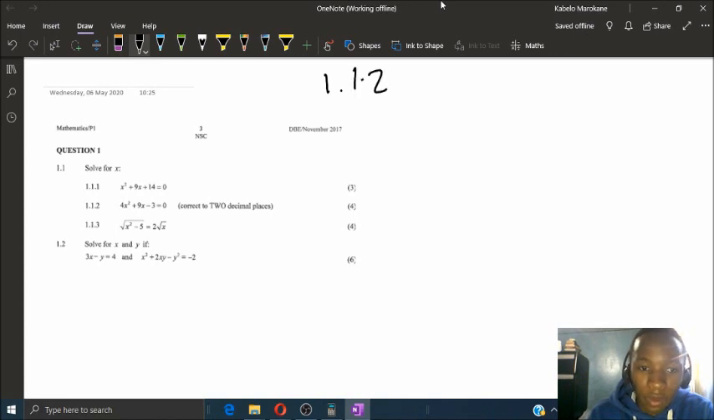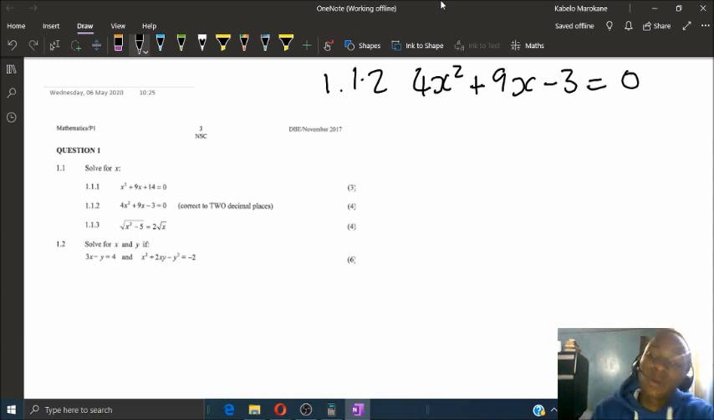So let us look at the next question, which is question 1.1.2, which says 4x squared plus 9x minus 3 is equal to 0. Like the first question, we have to solve for x, but this question is special. It is different because it says correct to 2 decimal places. This tells us that we should use the quadratic formula because we cannot factorize it to 2 decimal places.